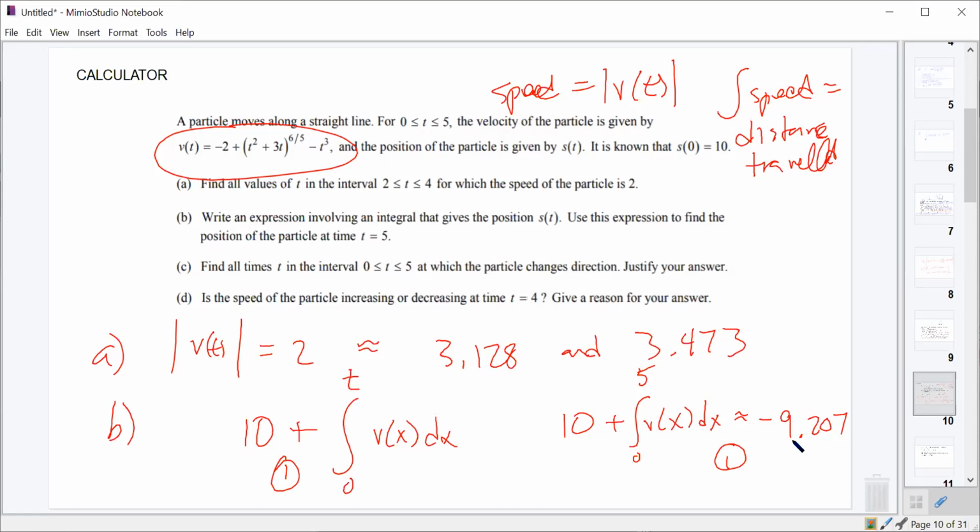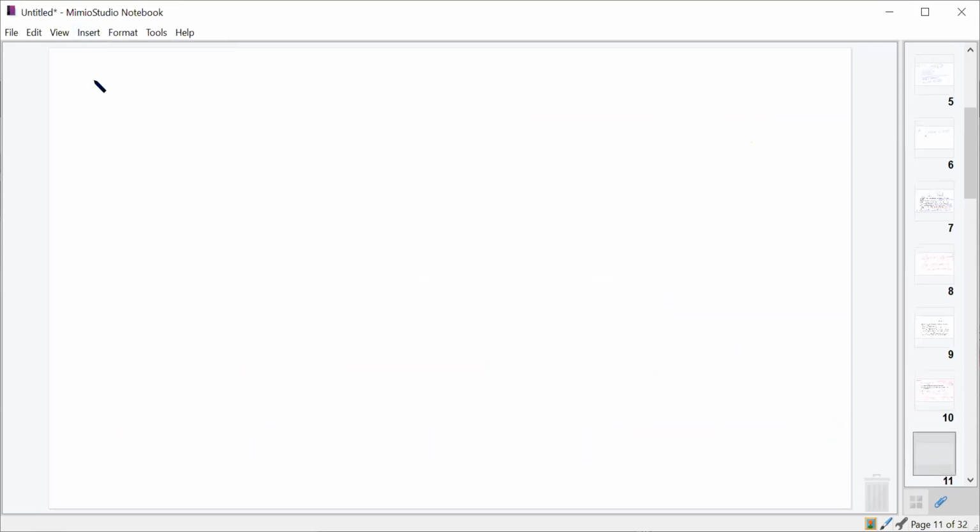All right, part C. We want to find all times t when the particle changes direction. So first thing we need to do for part C is look at when v of t equals 0. And we could graph it. I'm not going to draw the graph, but it equals 0 at t equals 0.536 and 3.318.